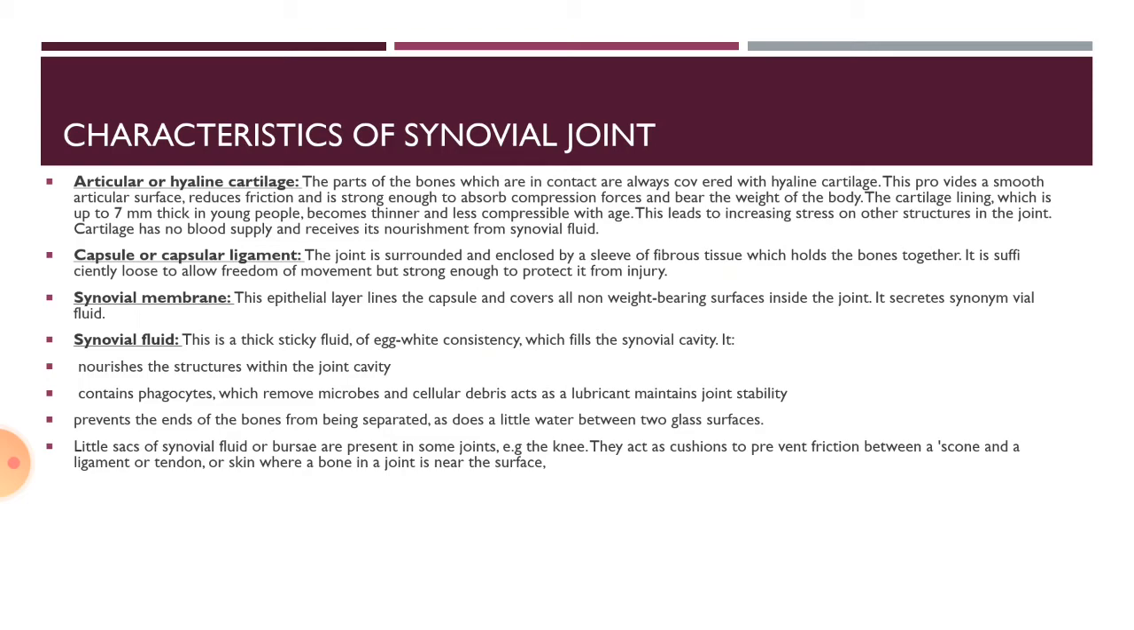The next characteristic is the capsule or capsular ligament, and the joint is surrounded and enclosed by a sleeve of fibrous tissue which holds the bones together. It is sufficiently loose to allow freedom of movement but strong enough to protect it from injury. And we have seen the extracapsular and intracapsular ligaments. Next is the synovial membrane. This epithelial layer lines the capsule and covers all non weight bearing surfaces inside the joint, and it secretes the synovial fluid.